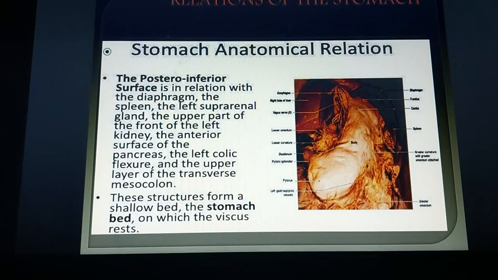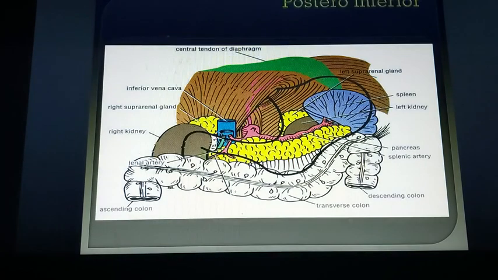Okay, so this is about the posterior inferior surface relations of the stomach, otherwise called the stomach bed. Here the spleen is present, the left kidney, left suprarenal gland, the upper layer of the transverse mesocolon, the pancreas and the left crus of the diaphragm. These are all the relations of the posterior inferior surface of the stomach.